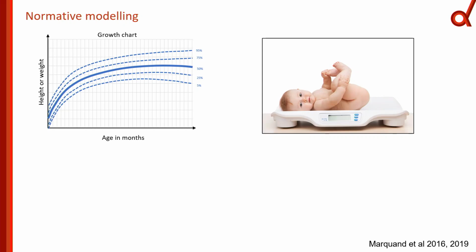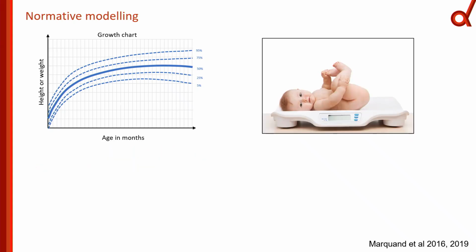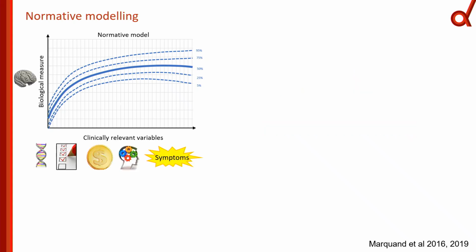The classical starting point for normative modeling is conceptualizing it in a similar way to pediatric growth charts, where we learn some kind of mapping between demographic variables like age and height or weight. So it's learning a mapping between non-biological variables and biology. In a simple context, we can translate these variables to things that are relevant to psychiatry or neurology or whatever disorder you're interested in, and they can really be any kind of measure you like. We're not limited to just learning mappings between brain development and age. We can learn mappings between symptoms, genetics, cognition, and so forth.